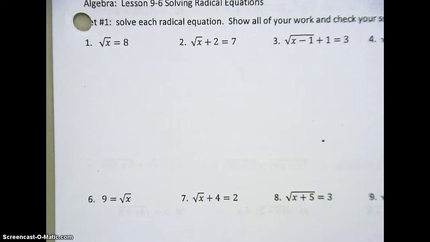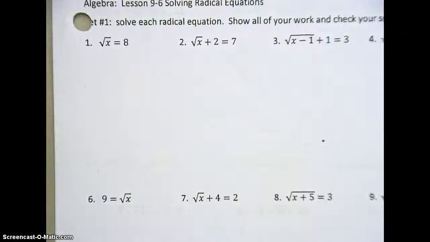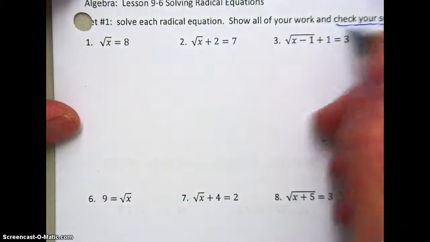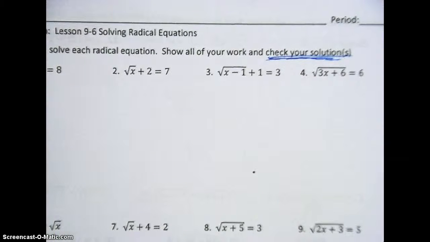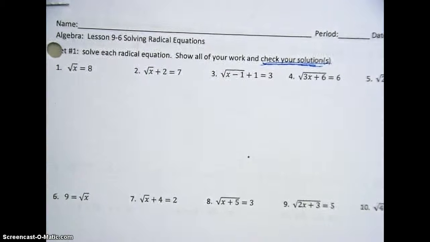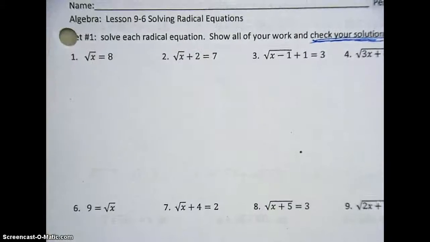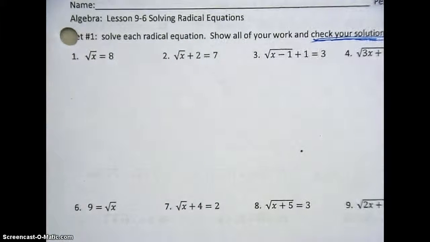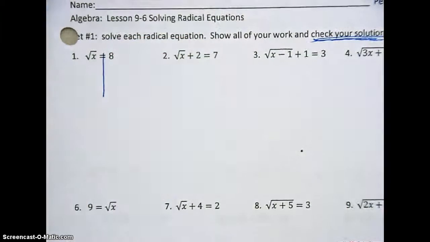Here we go. So, to begin with, on our assignment here, set 1, solve each radical equation, show all your work, and check your solutions. Underline check your solutions, because as we keep going we're going to get these things called extraneous solutions, or extra solutions. Anytime you start squaring different parts of the equation, you can get these extra solutions. So we want to double check our work just like in any other problem. So the first step here, tell your neighbor how to undo a square root.